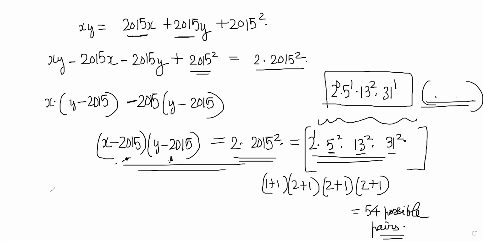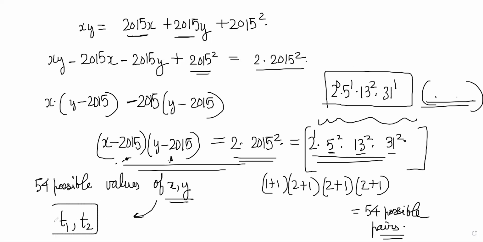Once you have these 54 pairs, there will be 54 possible values of x and y. And as soon as you get x and y, we can write the values of T1 and T2. And as soon as you get T1 and T2, you are getting different triangles OAB. So ultimately, you are getting 54 different triangles OAB that satisfy this condition.